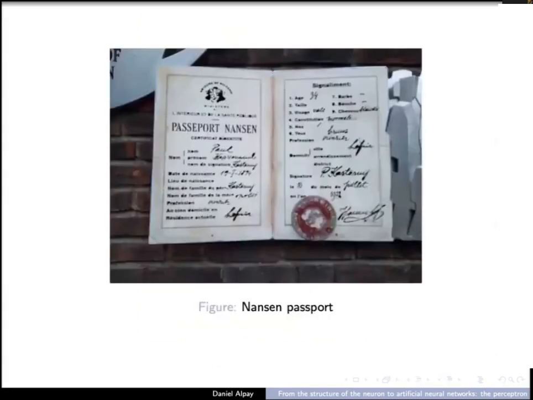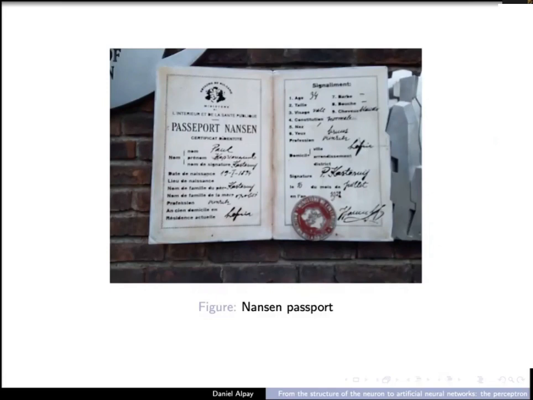And here you can see a Nansen passport in French, because I think French was then the language of diplomacy. Do they still exist? No, in 1938 they stopped. At least it's what I read.